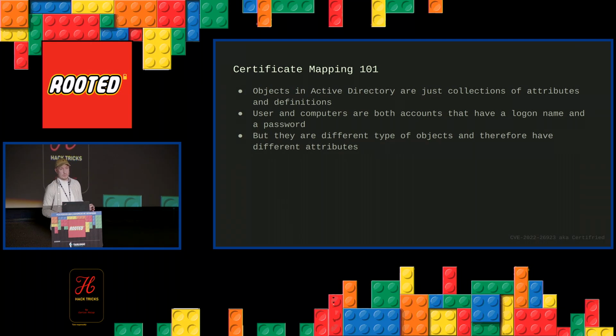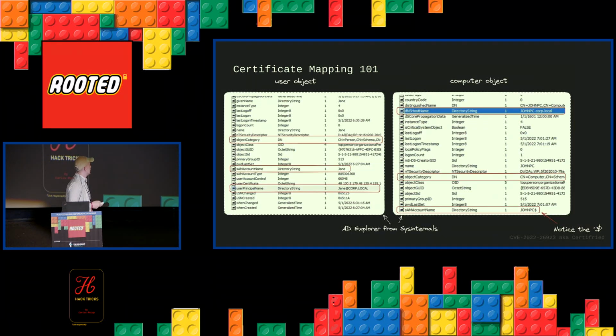So they will have two completely different attributes. There will be some overlap, as we can see here. I'm sorry, it's a bit blurred. But on the left side, we have the user object, and we see the object category is person, and it has an attribute called SAM account name, Jane. That is the logon name. And then it has a user principal name, which is jane@corp.local.